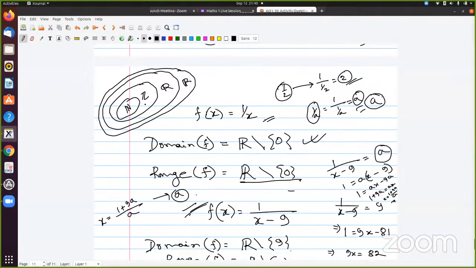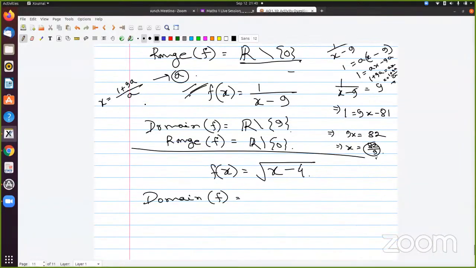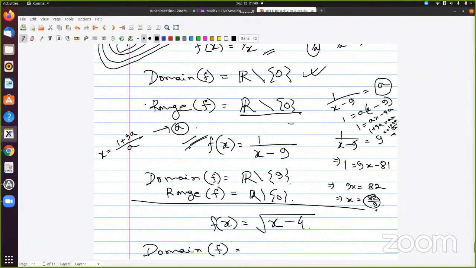Okay? Clear? Sir, in our example, 1 divided by x minus 9, if we put 0, then how will it turn out to be 0, and how will the range be except 0? No, I have not said that if I put 0, it will give me 0. Then how can the range be except 0? Except 0 means what? Range means set of output. Can I get 0 as my output?